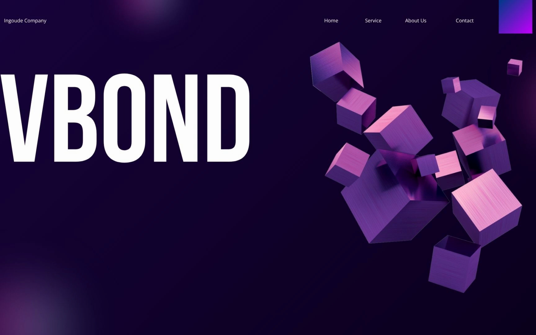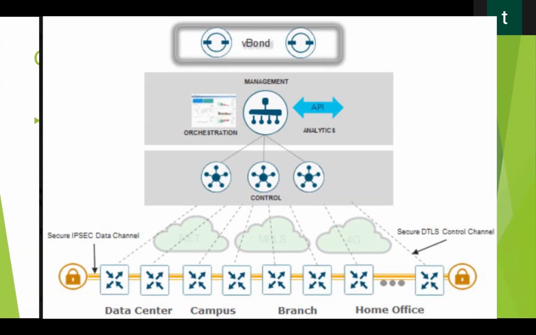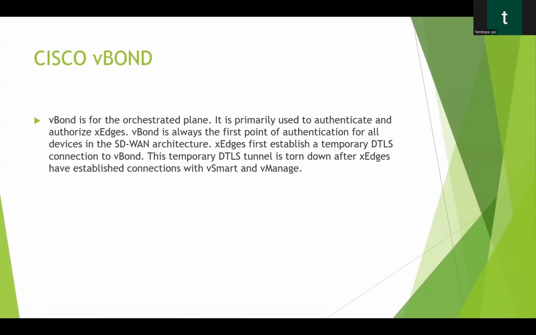Okay, the next controller we'll be talking about is Cisco vBond. Cisco vBond is for the orchestration plane and is primarily used for authentication and authorization of edges. So basically, you use it to authenticate and authorize your edges and other controllers. vBond is always the first point of authentication for all devices in the SD-WAN architecture.